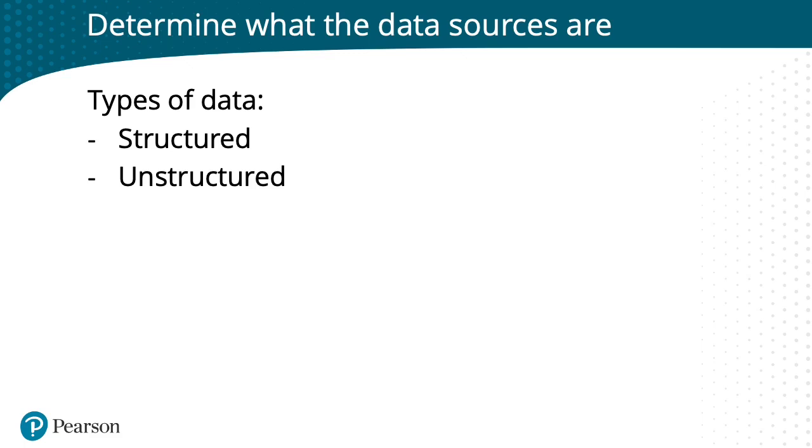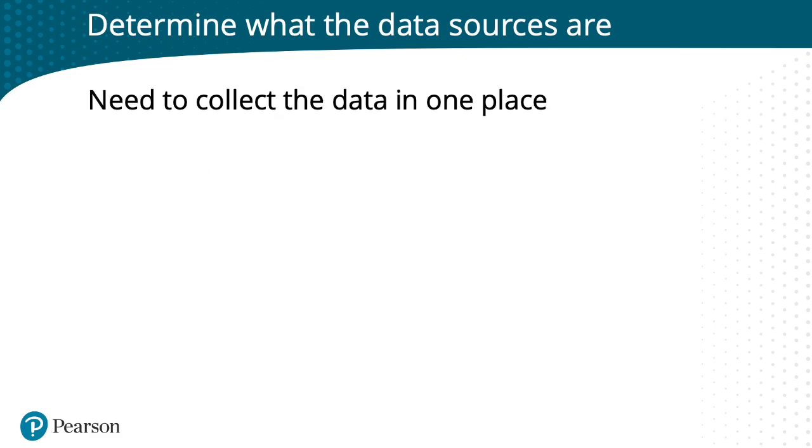Unstructured data, on the other hand, includes things like images, videos, audio files, maybe some really large unformatted text files. But these types of data, well, they don't really have structure to them. So they're typically stored in places like S3 buckets or other types of object storage.